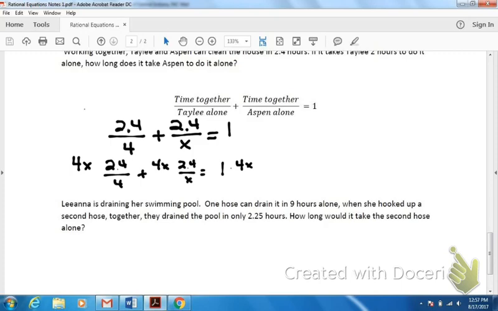The 4. So here, the 4's cancel. We're left with 2.4 times x, which is 2.4x. Here, the x's cancel. What's 4 times 2.4?